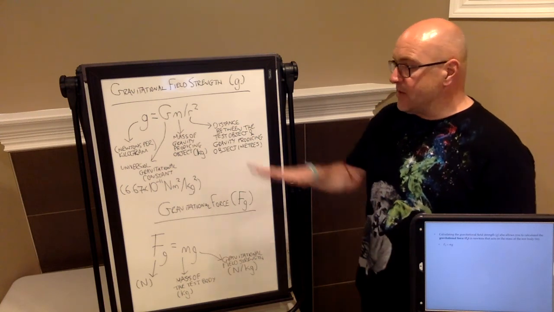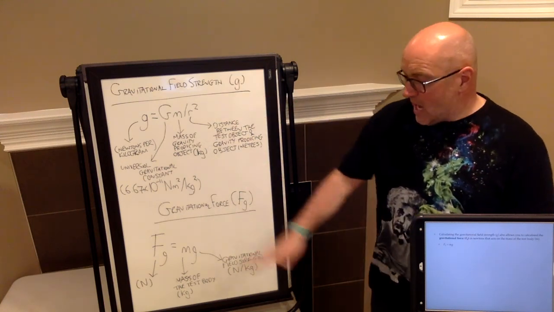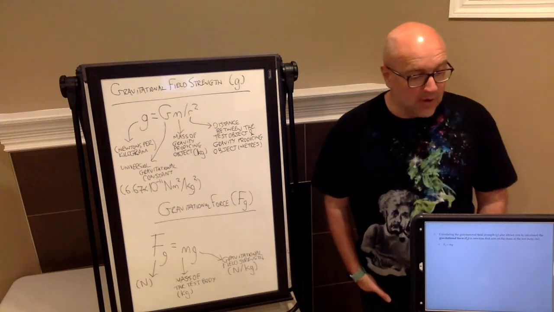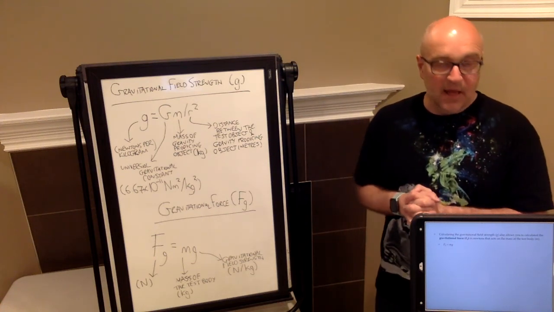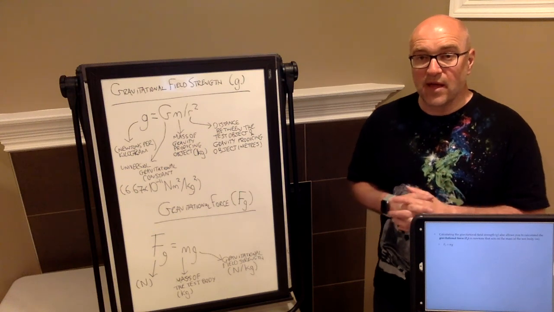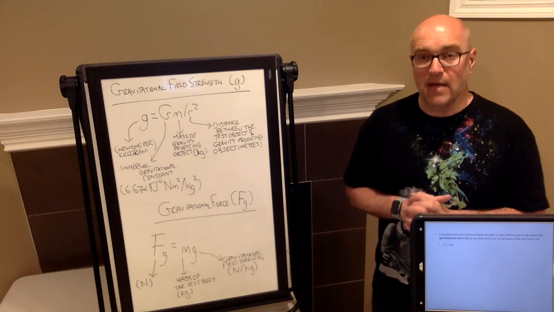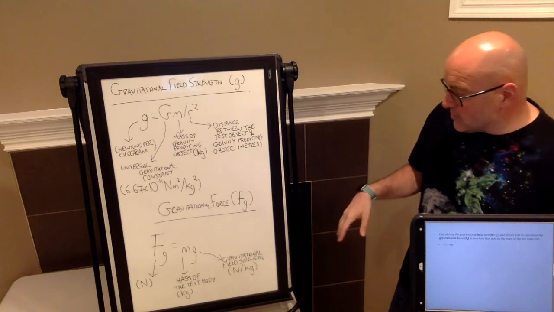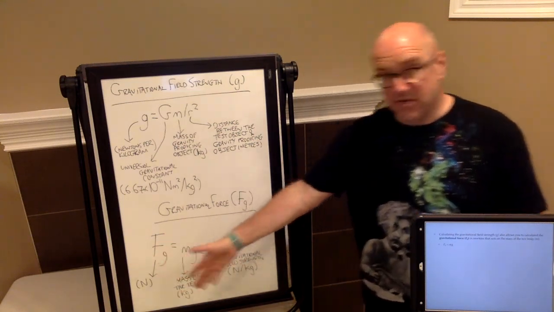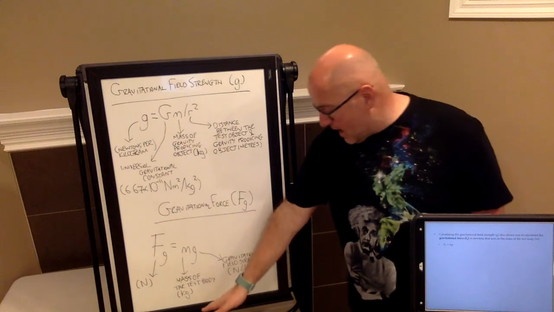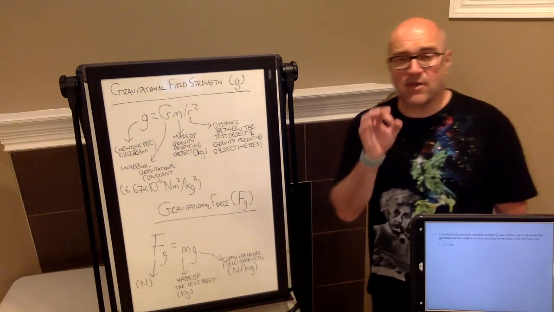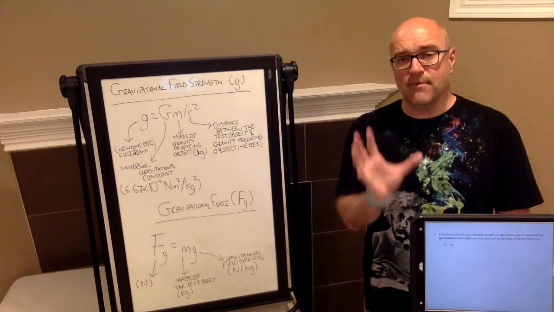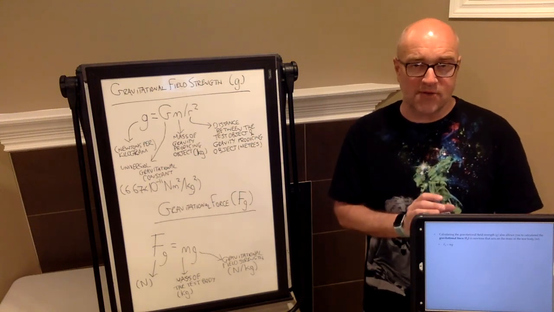Okay, now that I've got the information about gravitational field strength, I can also calculate my gravitational force. My gravitational force is basically the number of newtons of force that's acting on the test body at that particular point. Gravitational force, which is in newtons, is calculated by, now I have to not use the mass of the object that creates the gravity. Now I have to use the mass of the test body or the test object.